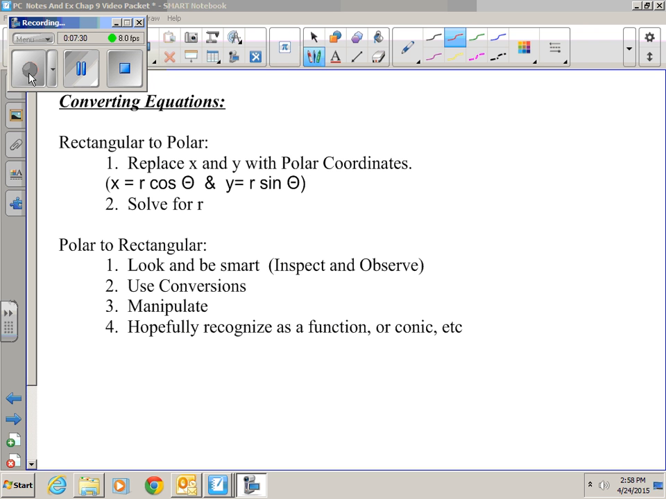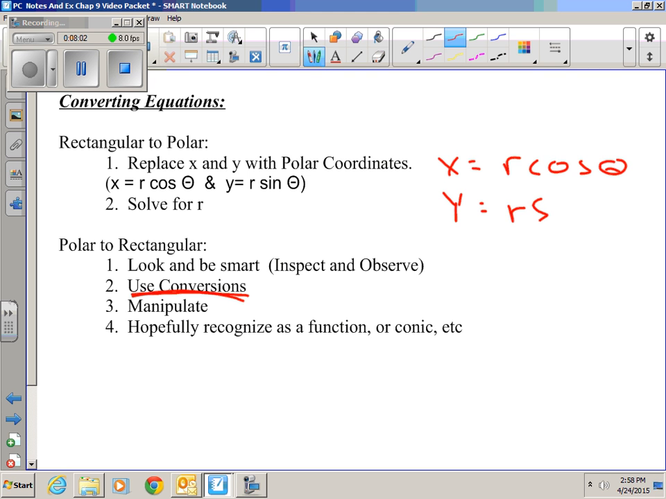When we're converting the equations from rectangular to polar, I think that's a little bit easier. We're going to replace x with r cosine theta, and we're going to replace y with r sine theta, and then we're going to solve for r. Going from polar to rectangular sometimes can be a little bit harder. When I say use conversions, I'm talking about saying, okay, x is equal to r cosine theta, y is equal to r sine theta, x squared plus y squared is equal to r squared, and don't forget that y over x is equal to tan theta.